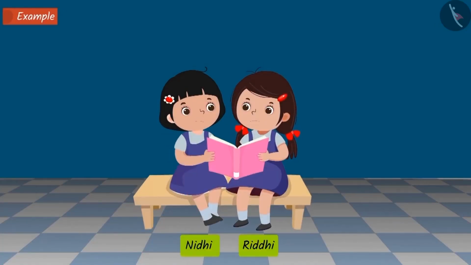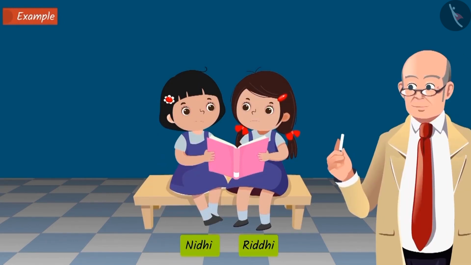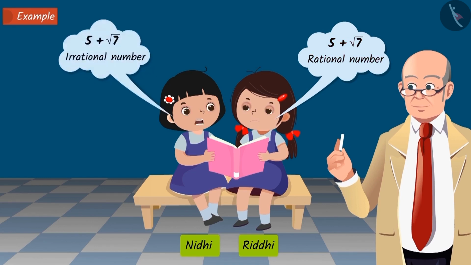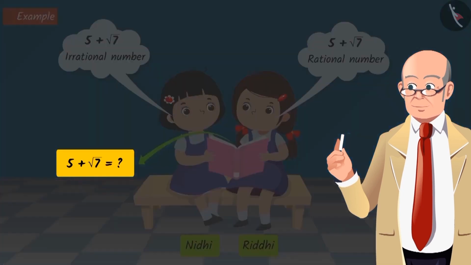Riddhi and Nidhi were discussing something between themselves in the class. When the teacher came and asked them, "What are you discussing?" Riddhi states that 5 plus square root of 7 is a rational number, while Nidhi says that it is an irrational number. The teacher asks them to explain why 5 plus square root of 7 should be a rational number or why it should be an irrational number.